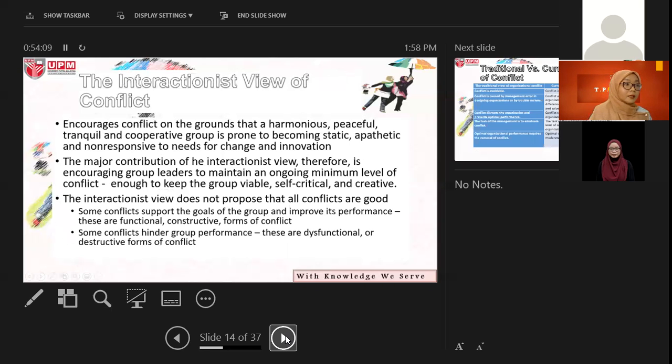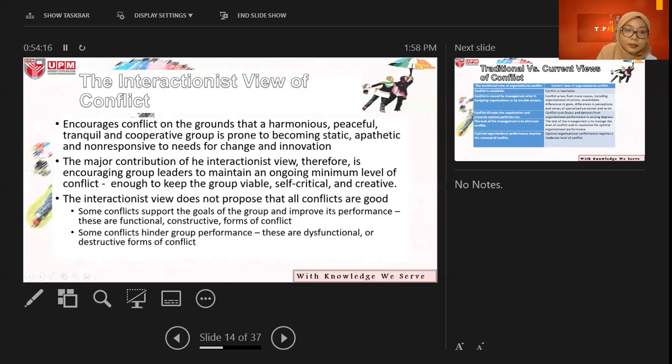Okay, next one, the interactionist view of conflict. The last one, the interactionist view, stated that it encourages conflict on the ground that a harmonious, peaceful, tranquil, and cooperative group is prone to becoming static, apathetic, and non-responsive to needs for change and innovation.